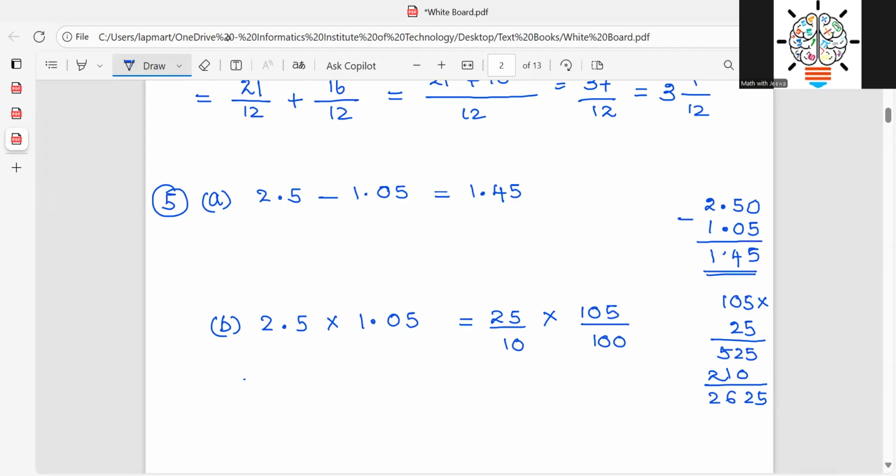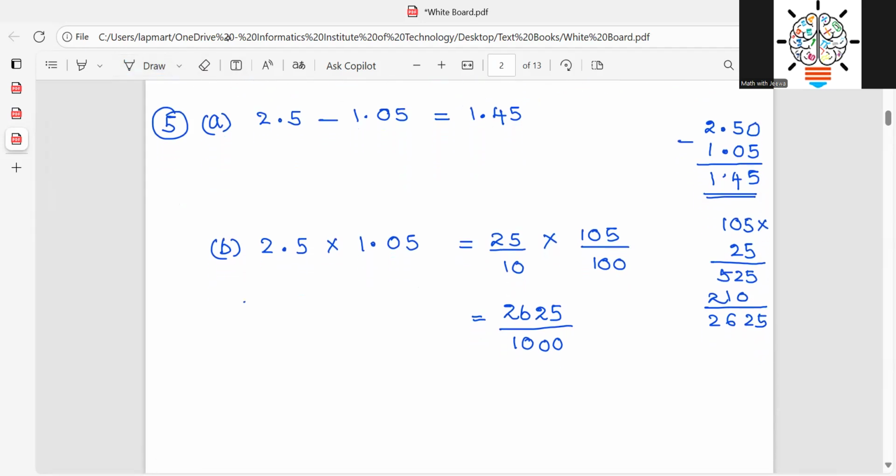So now I'm not discussing all these steps, children. You are in grade 8, right? So you know what I'm doing here. Right, it's like this. So 25, when you multiply by 105, it gives me 2,625. And I want to divide it by 1000 because 10 times 100. So then my answer will be 2.625. That is one method.